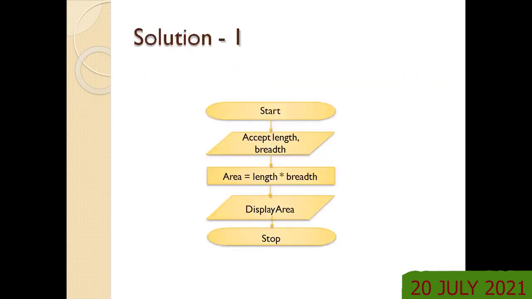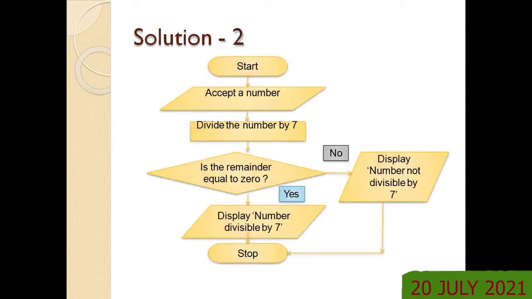Just see here, start. The inputs are length and breadth, that's why they are in a parallelogram. Computation, area, in a rectangular box, length into breadth, and display the area, which is an output. Remember, both input as well as output will always be in a parallelogram. Computation is in a rectangle. Start and stop will be in an oval shape.